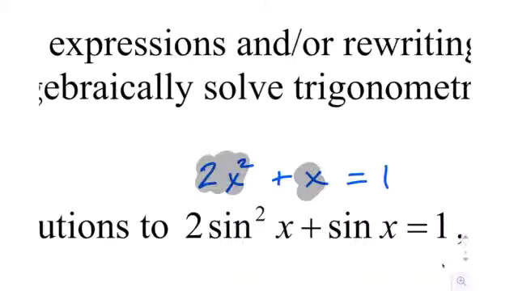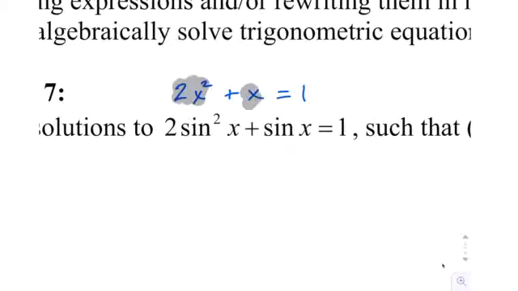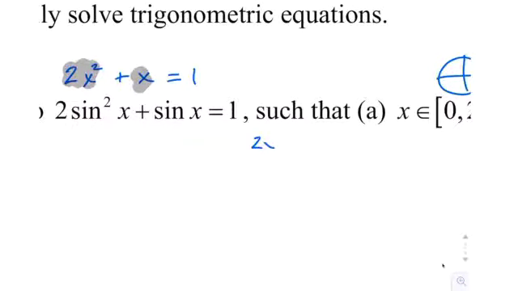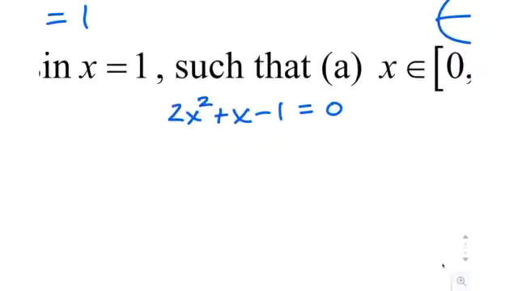Right, we got to set it equal to 0, because if I factored the left side, it wouldn't be wrong, but I couldn't set each factor equal to 1. That only works when it's 0. So we would have to get everything on one side. So that would be 2x squared plus x minus 1 equals 0. And now when it's equal to 0, then we could factor it.